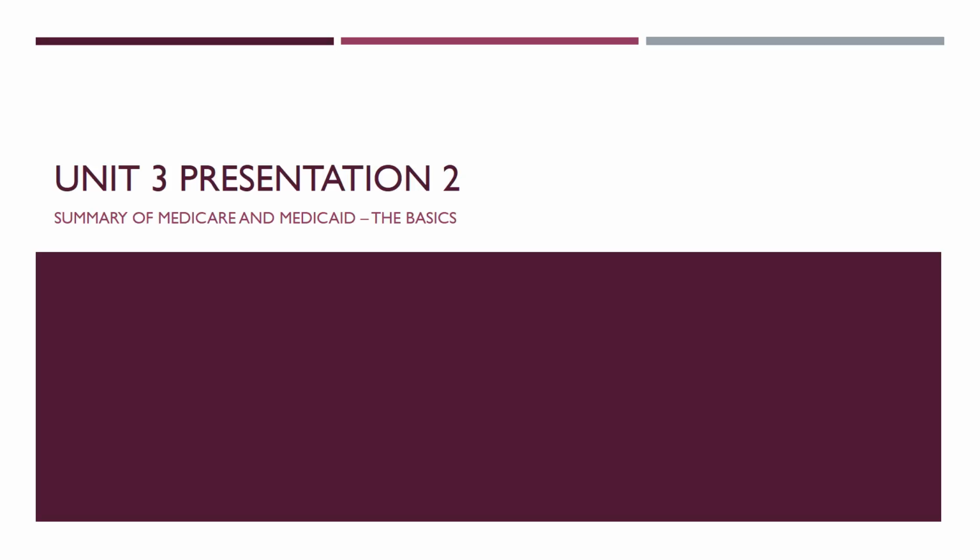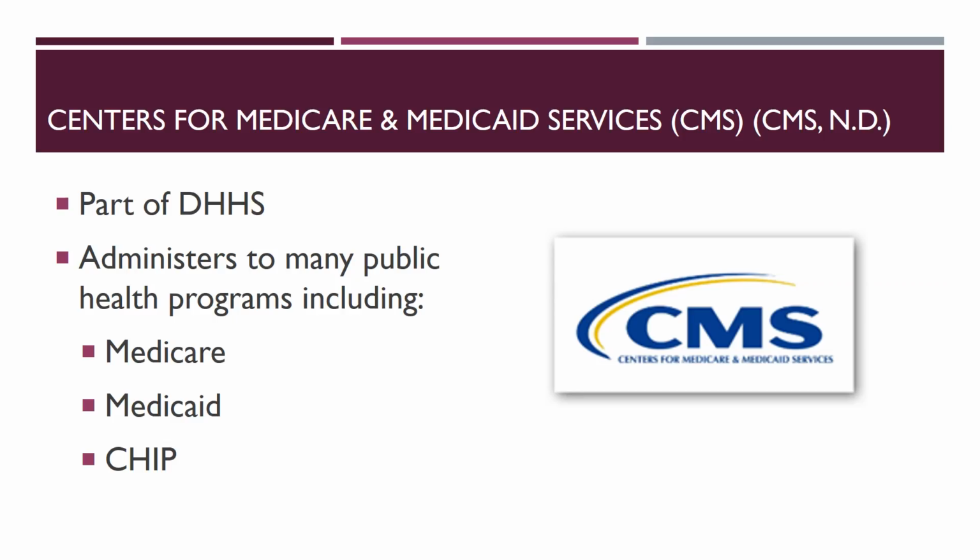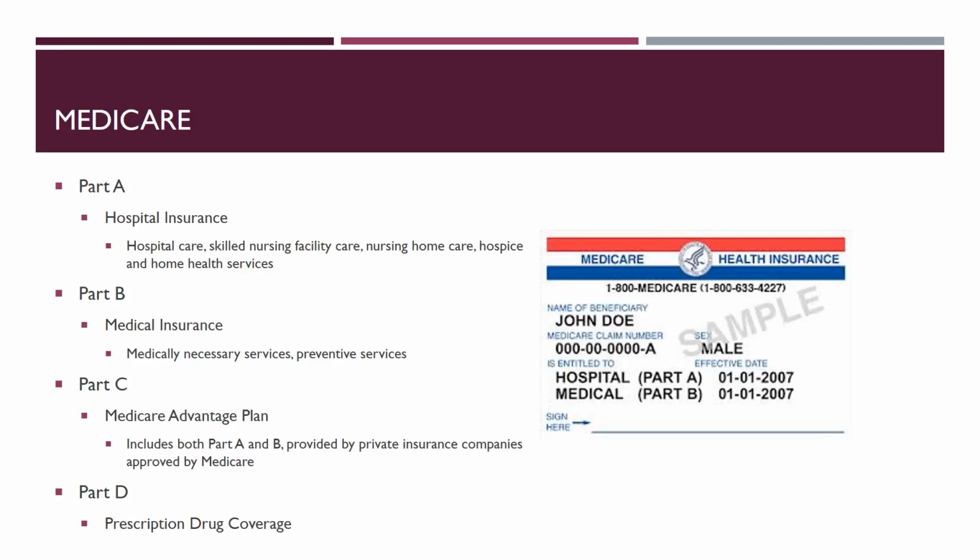In this second presentation for Unit 3, we will look closer at plans administered by CMS. CMS, or Centers for Medicare and Medicaid Services, administers the public health plans including Medicare, Medicaid, and the CHIP program. We will look at each of these programs a bit more in depth throughout this presentation. Let's start with Medicare.